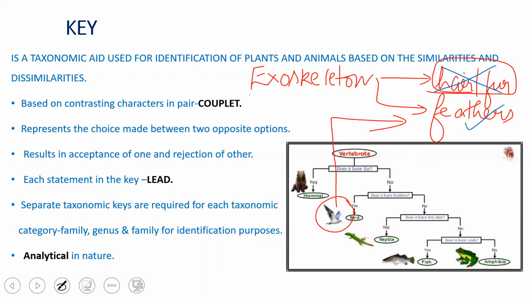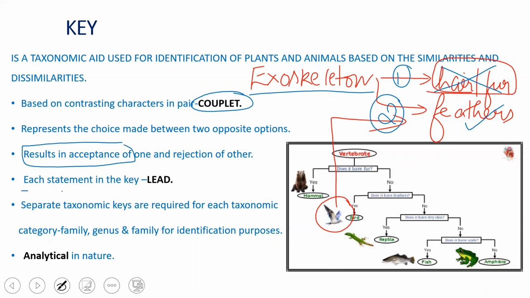So for the same character, there can be two or more contrasting characters, which are generally in the form of a pair. And that is called a couplet. A couplet is nothing but a pair of contrasting characters. Based on these contrasting characters, we are going to analyze whether the particular organism belongs to the first category or the second category. The first one here is rejected, we call it a rejected statement. The other one, which is accepted, we call an accepted statement.